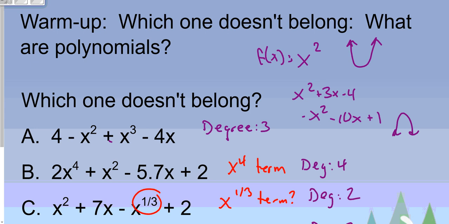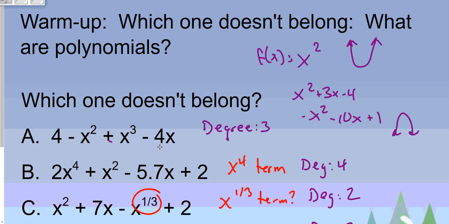Okay, let's take a look. So we were wondering what exactly is a polynomial. So A is a polynomial because it has four terms. It has a 4, it has a minus x squared, a positive x to the third, and a minus 4x. And when you have those together, we have four separate terms. All the exponents of the variable have whole powers. Therefore, we have a polynomial.